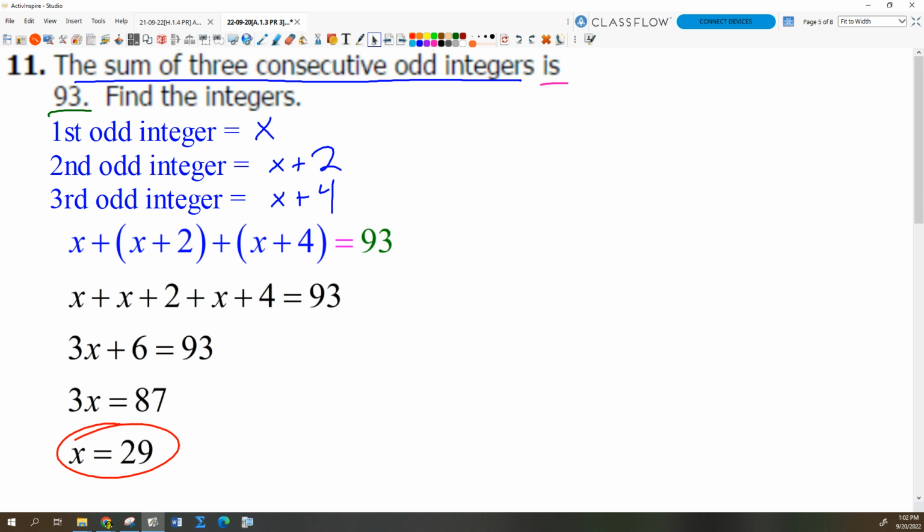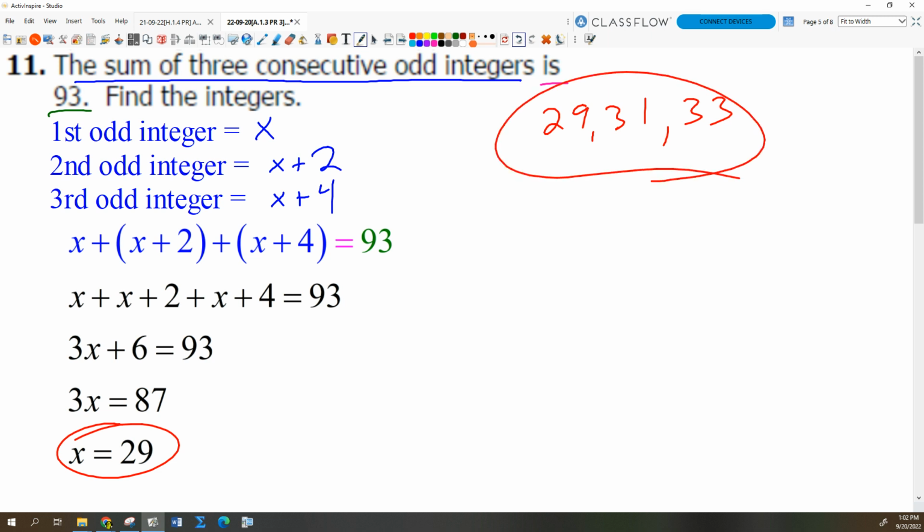So x we said was 29, right? So what are the integers then? 29, 29 plus 2, and 29 plus 4, sorry. So those three numbers, right? Okay. 1 to 5, how we doing?